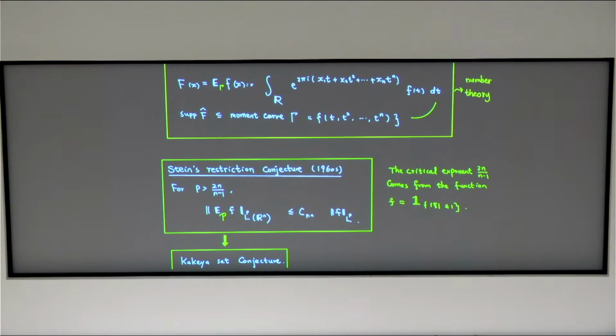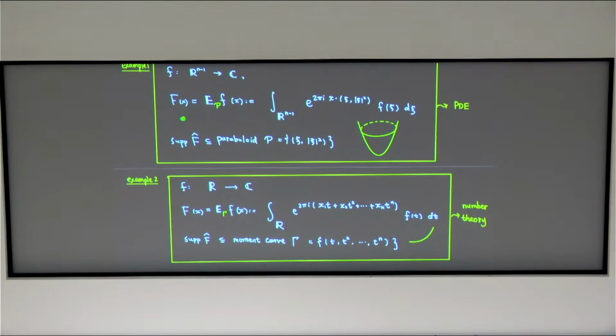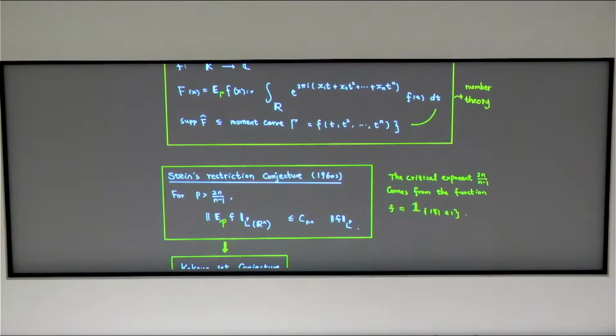So this critical exponent 2n over n minus 1 comes from the function where small f equals 1. This is the formula of the function with Fourier transform supported on the paraboloid, and then the Fourier transform of f is related to this small f.